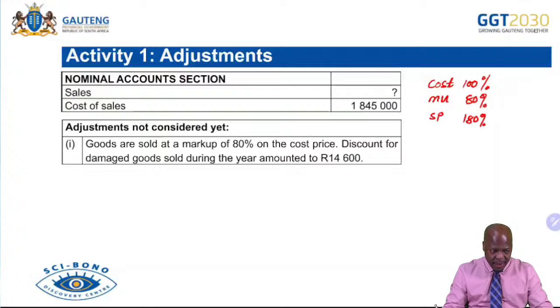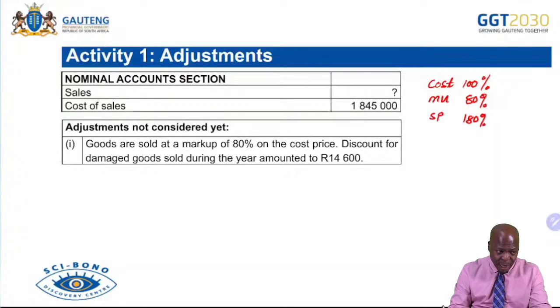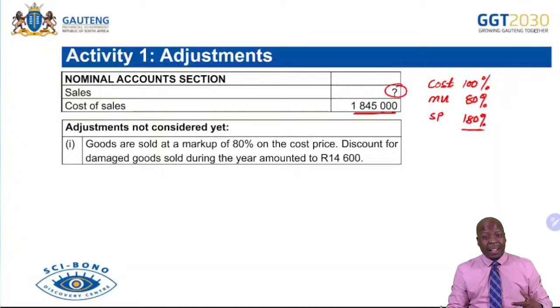Once we have this, then we need to know which one of these is given in rand value. In this case, we are given the cost, and the cost of sales is 1,845,000. So what exactly do we want? Because we are given the cost of sales here, they want us to calculate sales. And in order for us to calculate sales, it is very easy, because you know that your sales is 180. So you then use either what we call the UK method, others call it what you want over what you have, but it simply calculates what you are missing.